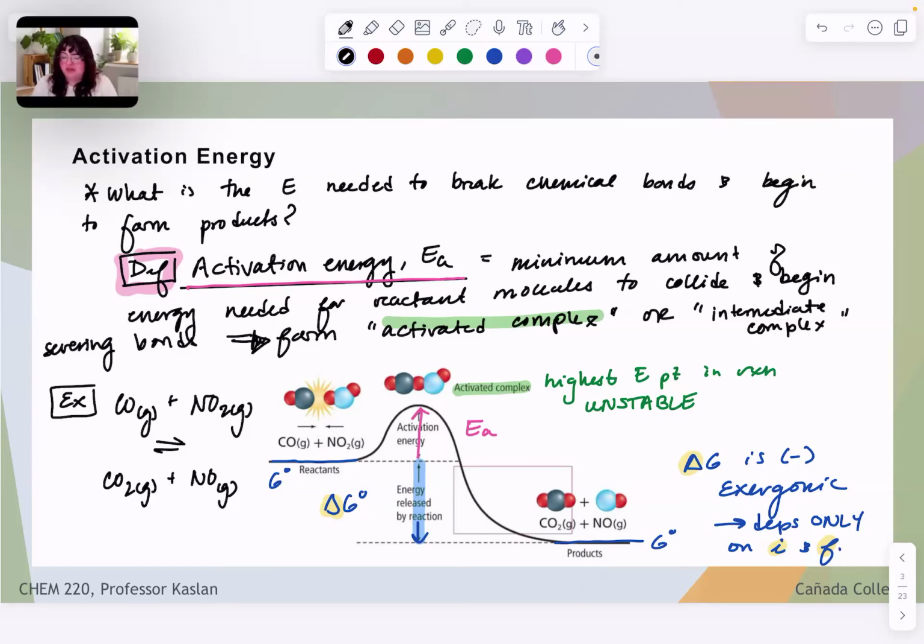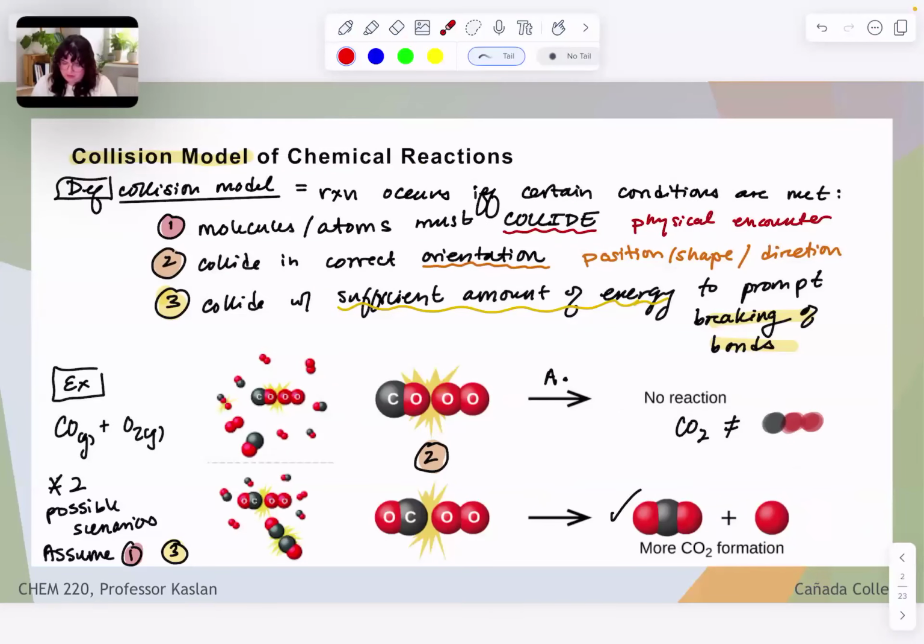So that's what activation energy is. The minimum amount of energy needed to make the most unstable intermediary thing in our reaction. So in these examples here, this would be the point at which we actually do have carbon touching an oxygen atom here. This would be the transition state complex, the intermediary complex, the activated complex. That would be the most unstable thing.